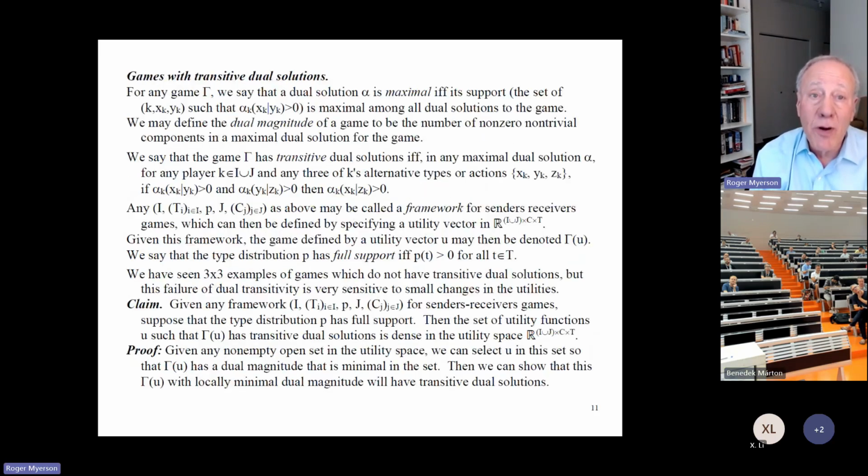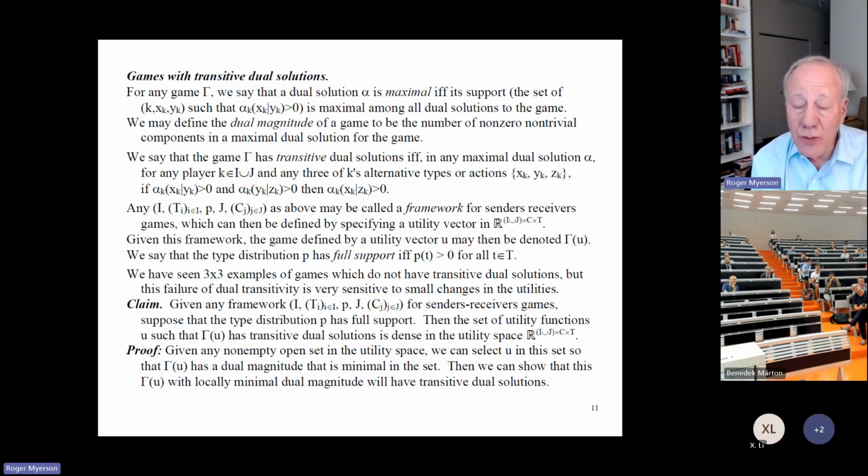Let me tell you an important theorem that I didn't know before this year. I'm sorry, I'm almost out of time, but please let me persist in this because this is a new result and I have never presented it to anyone before. For any game, the games with transitive dual solutions, for any game gamma, we can say the dual solution alpha is maximal if and only if its support is maximal among all dual solutions to the game.